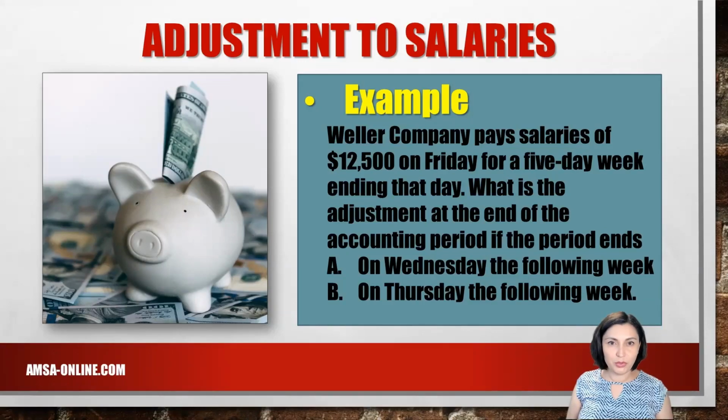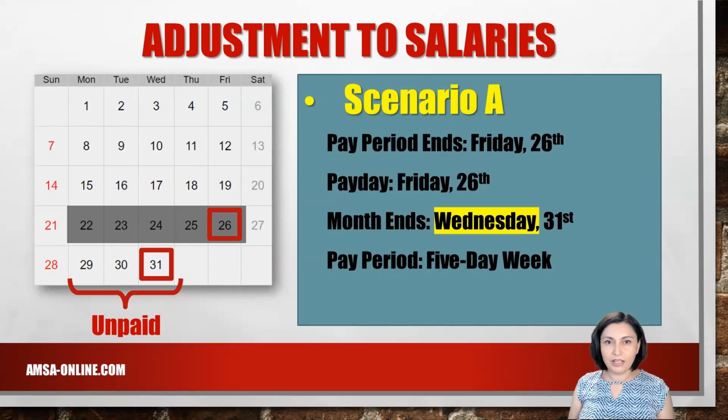Wheeler Company pays weekly salaries of $12,500 for a 5-day week ending on Friday. Let's look at two scenarios. We will determine how much we need to accrue at the end of the accounting period, assuming that the accounting period ends on Wednesday and on Thursday of the following week. In the first scenario, the accounting period ends on Wednesday the following week. This means we must accrue salaries for 3 days: Monday, Tuesday, and Wednesday.